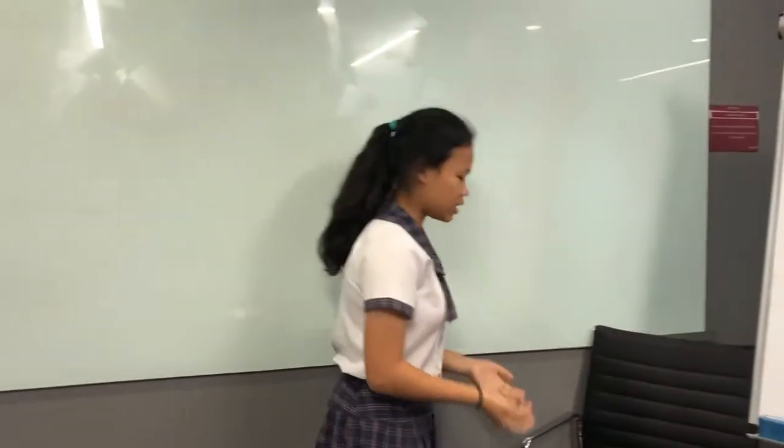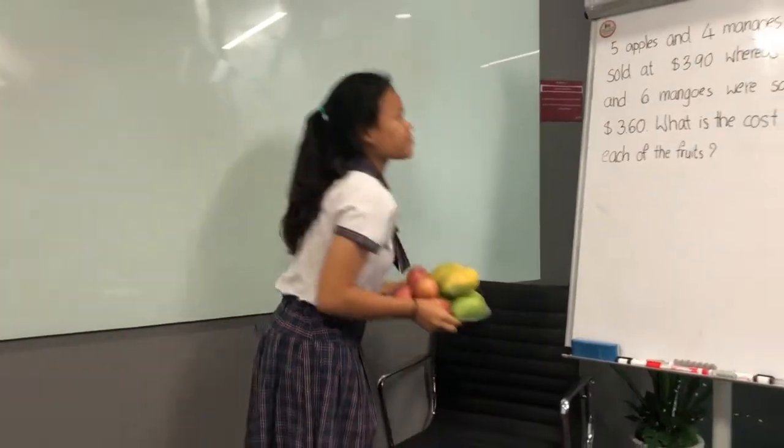So the word simultaneous linear means it is in degree 1. It contains 2 variables, also 2 equations. There are 3 ways to solve the simultaneous linear equation. You can solve it by elimination, substitution, or comparison. Now let's solve a problem related to the simultaneous linear equation.